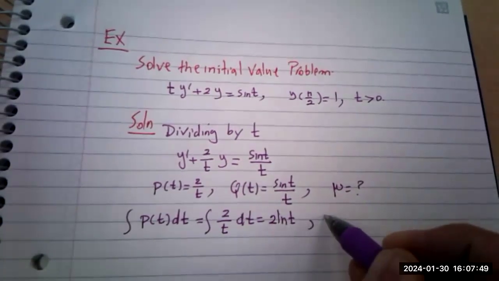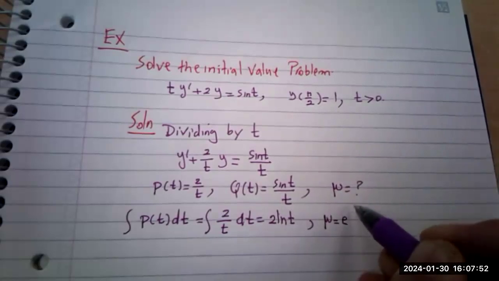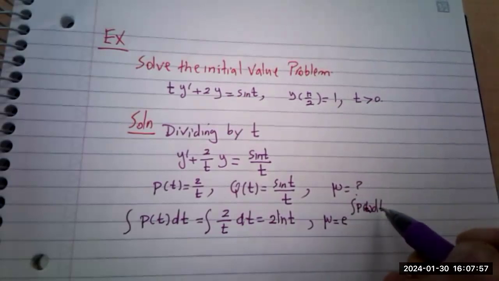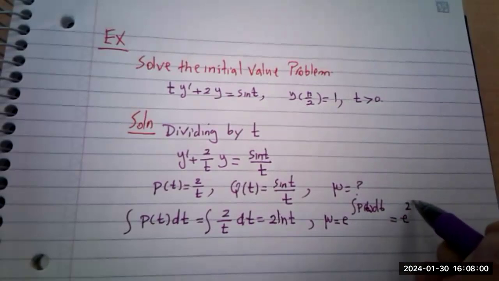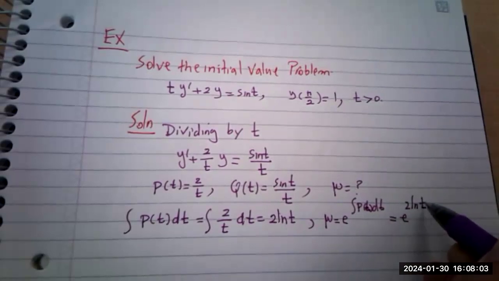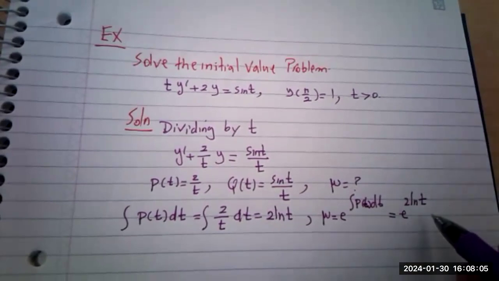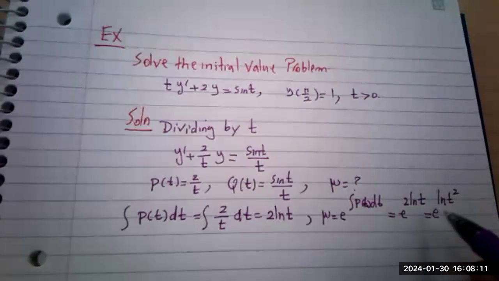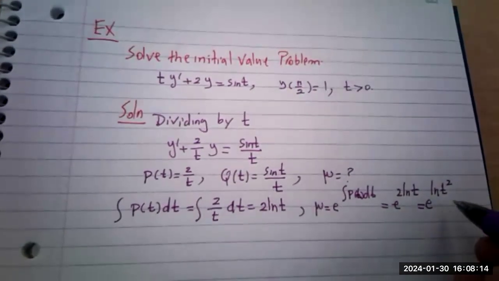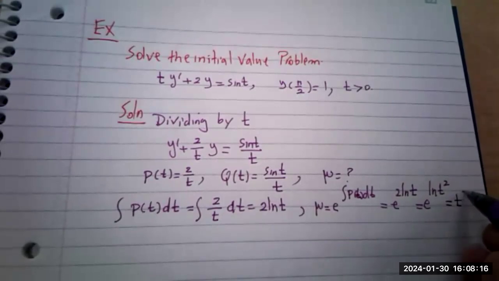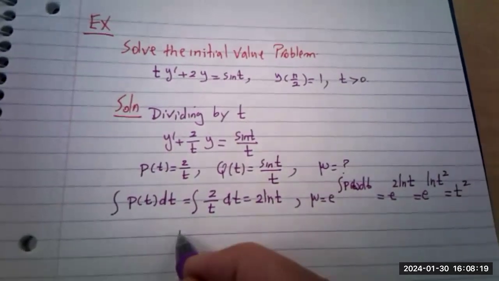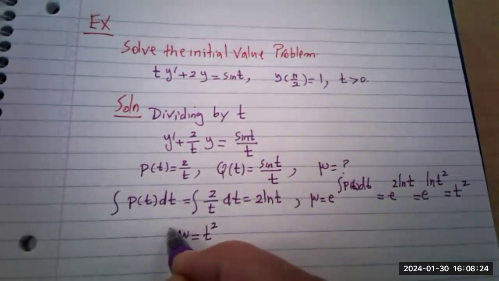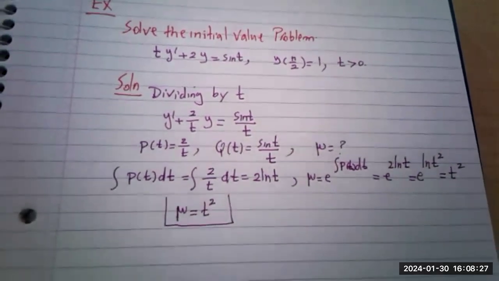Now we are ready to create the mu. So mu is e to the integral of p(x) dx, p(t) dt. So this is going to be e to the 2 ln of t. Now we move the 2 up. So this is going to be e to the ln of t squared. Now you know that e and ln are inverses of each other. They will cancel out if you like. So we get t squared. So mu, or mu of t, is going to be equal to t squared. So your integrating factor is t squared. Any question?